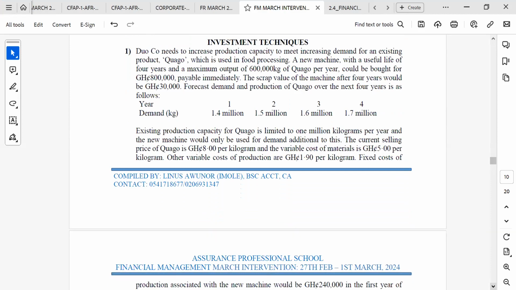You see the company want to increase what? We want to increase production capacity to meet the increasing demand. Okay. And rain is worrying me here, so let me find a place and we continue.